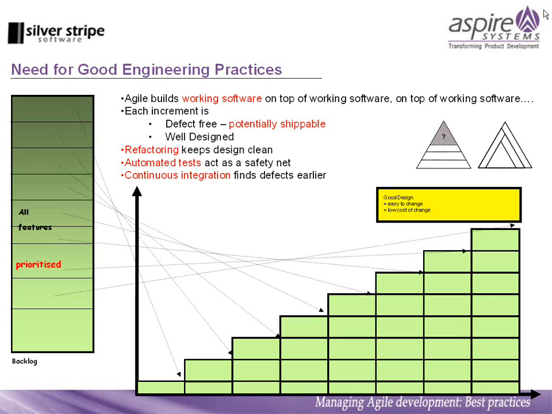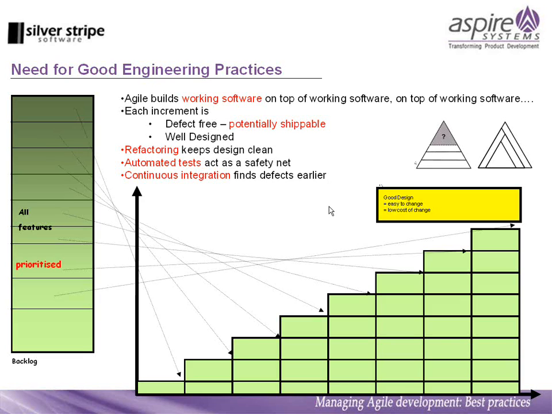And I said that it needs to be working software on top of working software. The design needs to be very good, and refactoring keeps the design clean. Refactoring is one of the key factors when you talk about Agile. We have automated tests acting as a safety net, and lastly, continuous integration finds defects earlier. So with working software, potentially shippable software, and refactoring, these are the things which really make us focus on good engineering practices.